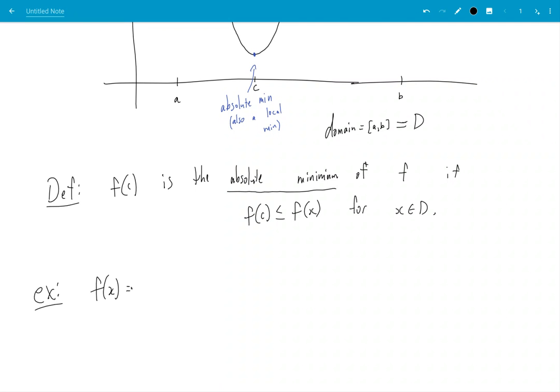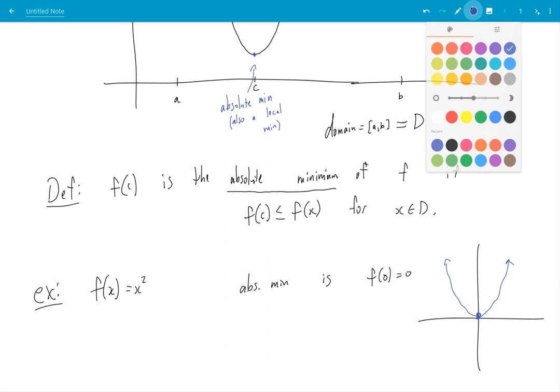f of x equal to x squared. The absolute min is, well, f of 0 equals 0. So we're talking about the basic parabola here, right? So here's our absolute min right there.